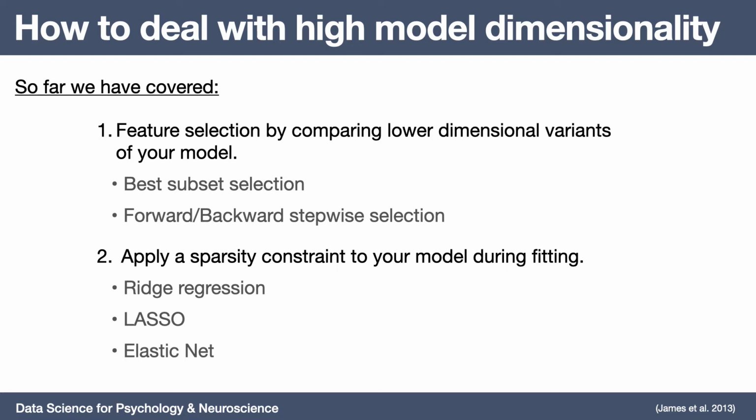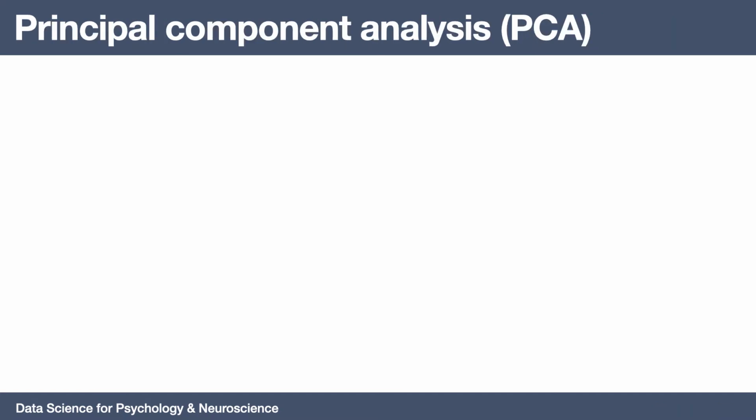But an alternative to reducing the dimensionality of your model is to reduce the dimensionality of your predictor variables themselves. Compress essentially the dimensionality of X. And that is where principal component analysis, or PCA, comes in. With PCA, what you're trying to do is reduce the dimensionality of X itself.